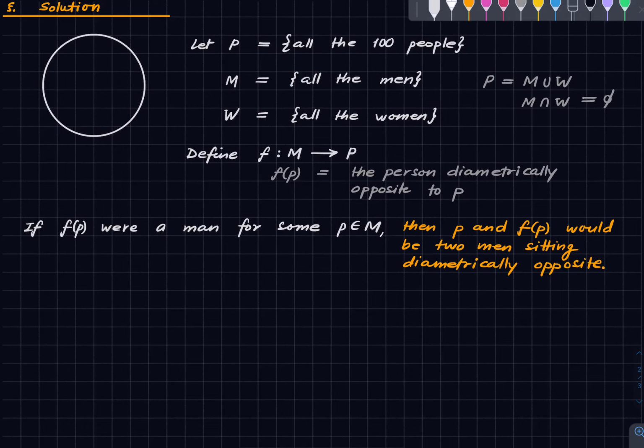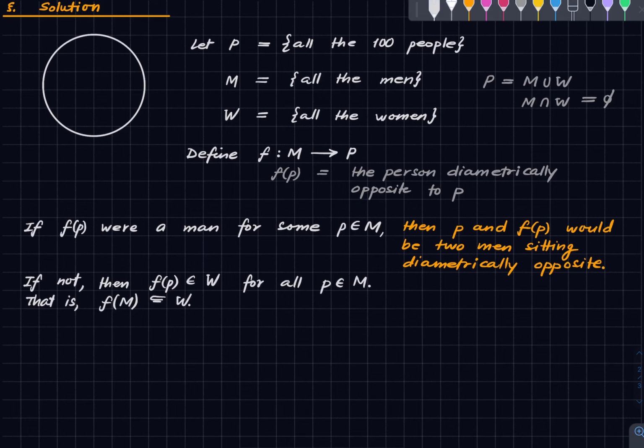In the other case, if such is not the case, if not, then f of p is not a man and hence a woman for all p in M. In other words, that is, the image of capital M under f is contained in W. All right?